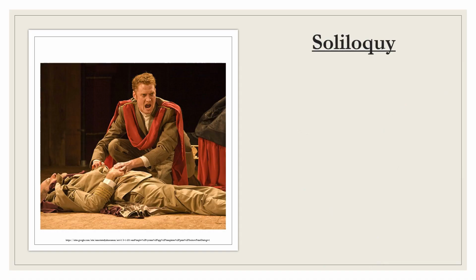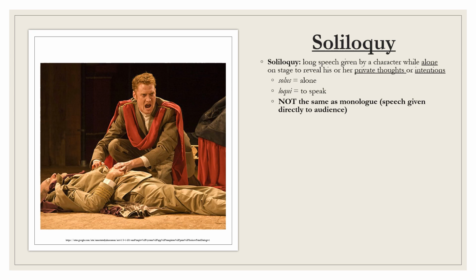The next type of speech device that we have is a soliloquy, plural being soliloquies. And a soliloquy is going to look similar to a monologue. However, they are vastly different, so I want you to pay very close attention. So a soliloquy is a long speech that's given by a character while alone on the stage. And this is done to reveal their inner or their private thoughts or intentions.